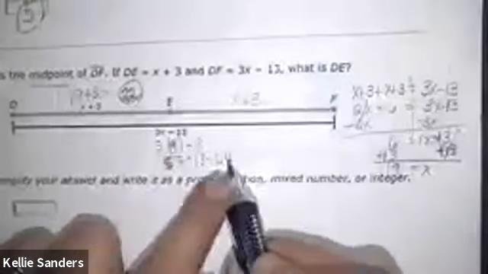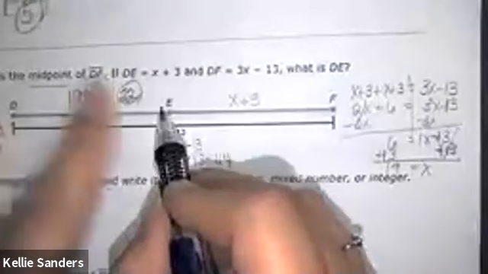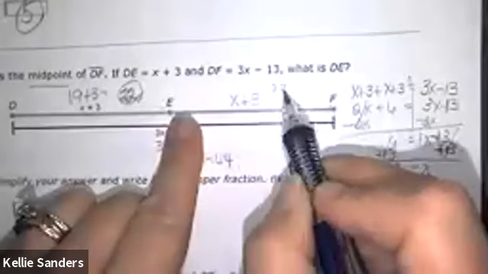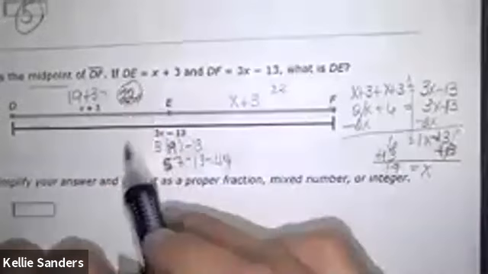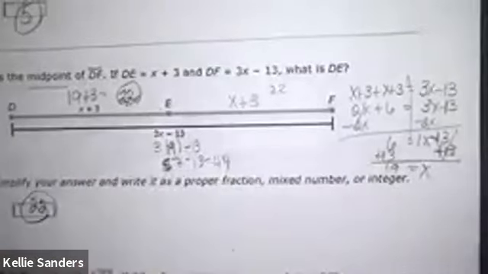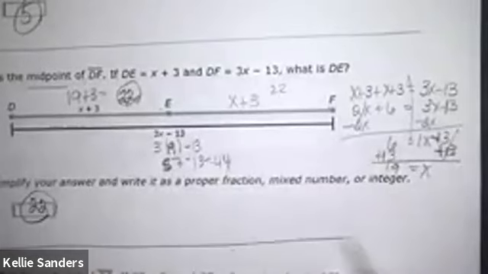Okay, it's 44. If this is 22 and this is the midpoint, this would be 22. And 22 plus 22 is 44. So 22 is the correct answer. I'm glad I made that mistake. That way you can know how to check yourself. Okay.